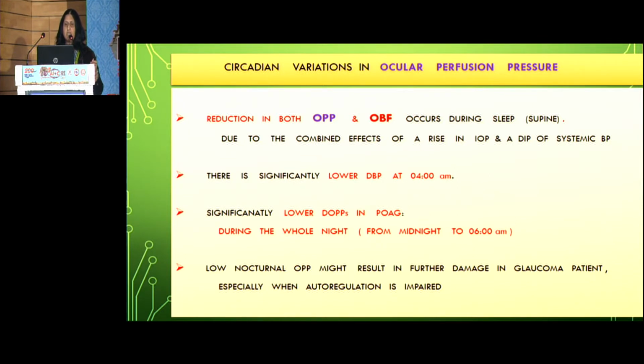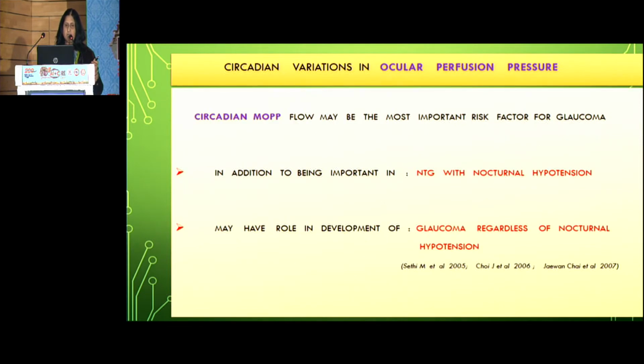There is significantly lower diastolic blood pressure at 4 a.m. and lower DOPPs in POAG patients during the whole night from midnight to 6 a.m. So low nocturnal ocular perfusion pressure might result in further damage in glaucoma patients, especially when autoregulation is impaired. Circadian MOPP flow may be the most important risk factor for glaucoma, in addition to being important in NTG with nocturnal hypertension, and may have a role in development regardless of nocturnal hypertension.